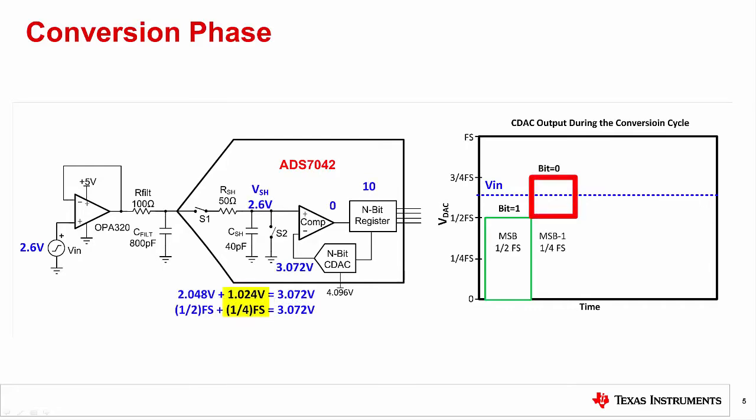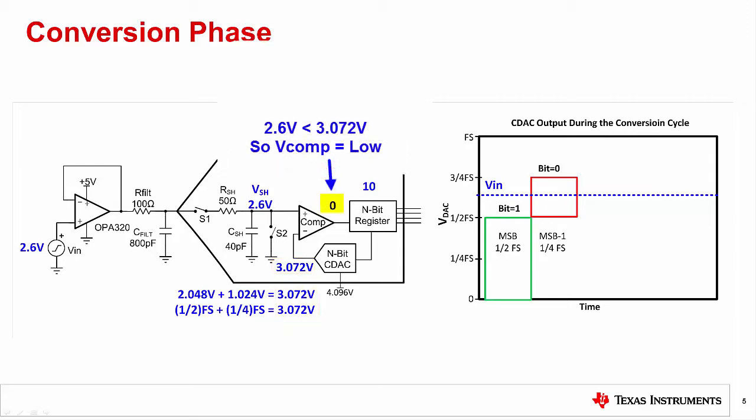For the next comparison, the DAC applies an additional 1/4 full scale so that the DAC output is 3.072 volts. This is greater than Vin, so the output of the comparator is a logic 0. Notice that the in-bit register accumulates the results. Since the DAC test voltage is greater than the input signal, this bit is turned off and will not be included in subsequent tests.